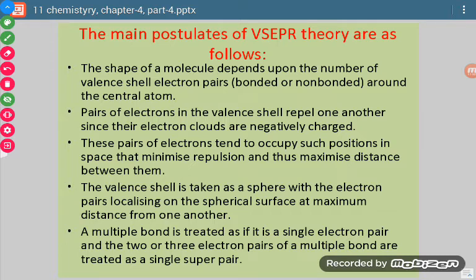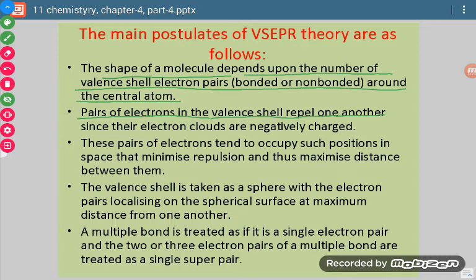Very first postulate: the shape of a molecule depends on the number of valence shell electron pairs around the central atom. Electron pairs are of two types: bond pairs as well as lone pairs. So the total number of electron pairs around the central atom will decide the geometry or shape of the molecule.